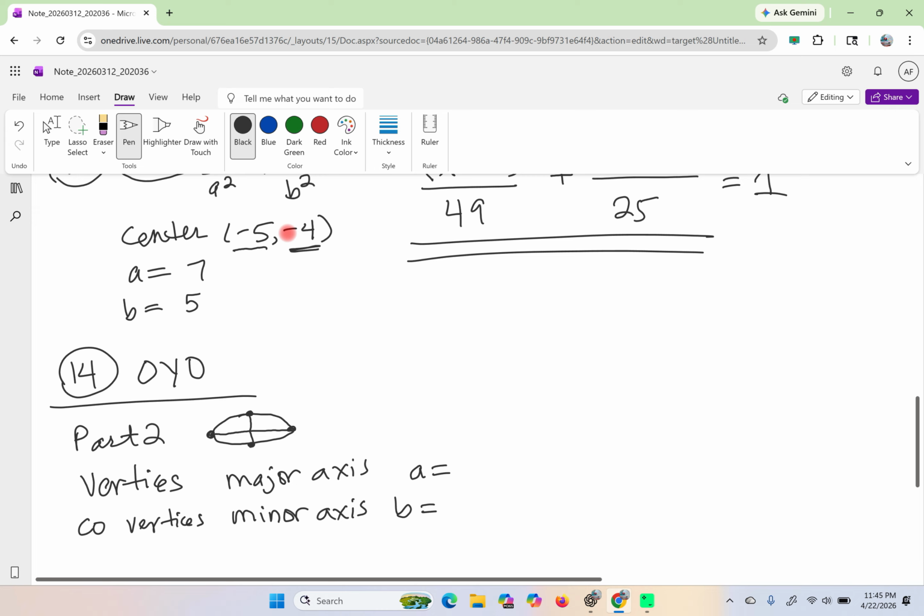So vertices are at -6, 4, and 12, 4. So y is the same. That means that y is equal to 4, and this is a horizontal, meaning this is going to be a horizontal ellipse.